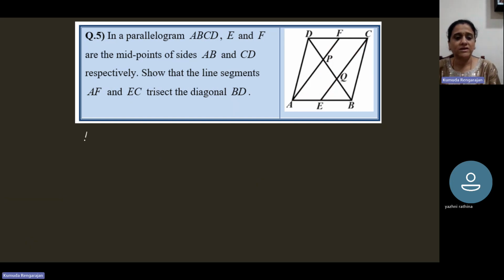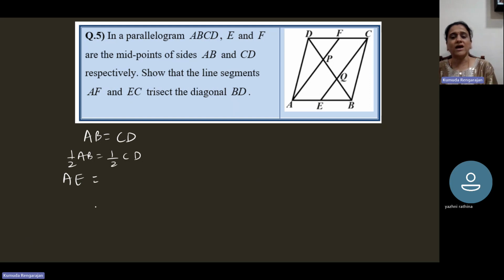AB is equal to CD. Half of AB will be equal to half of CD. Half AB is AE or EB. Let's say AE equals half CD, CF or FD, CF. So like this, we have AE equals CF.